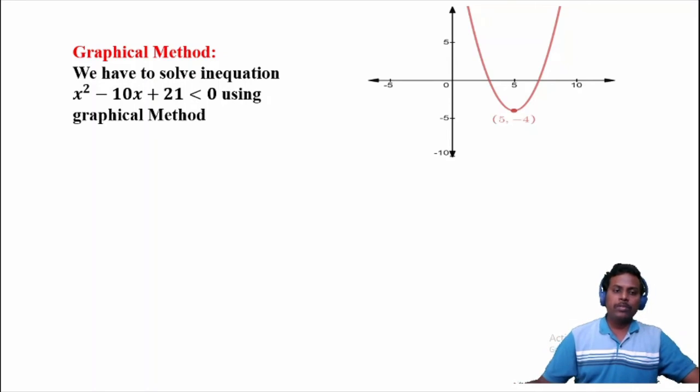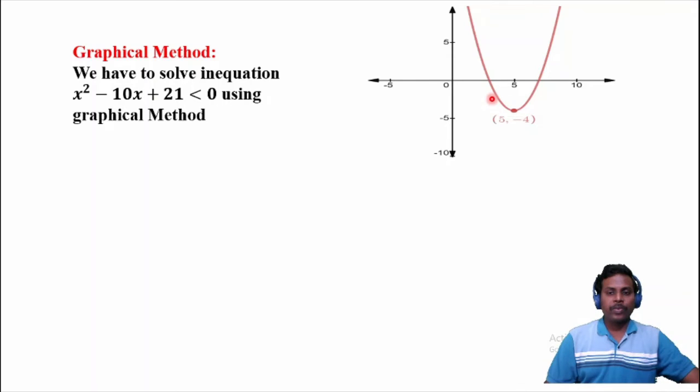After drawing the graph, what we need to do is see those values of x which satisfy the inequality. So for what values of x is the y value less than 0? For these values of x, y will be less than 0. How to find out these points actually? These are called the intersection points of the graph and the x-axis. These are precisely the zeros of it.